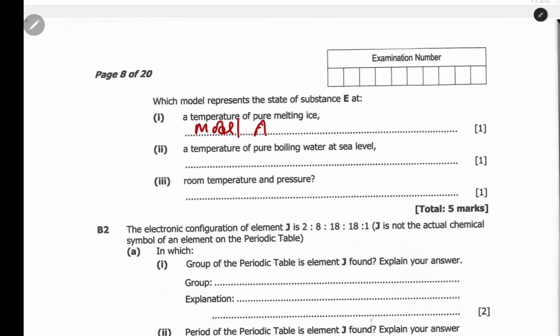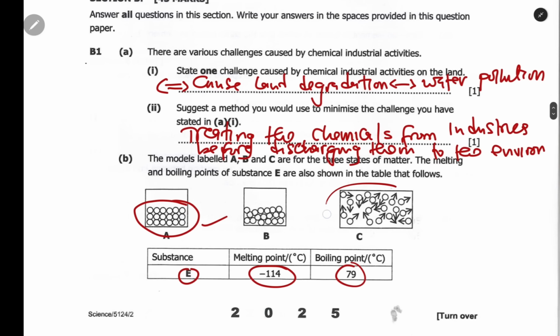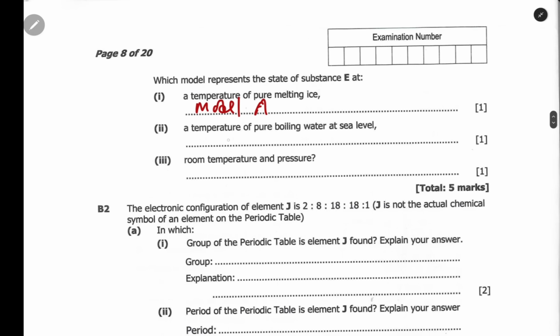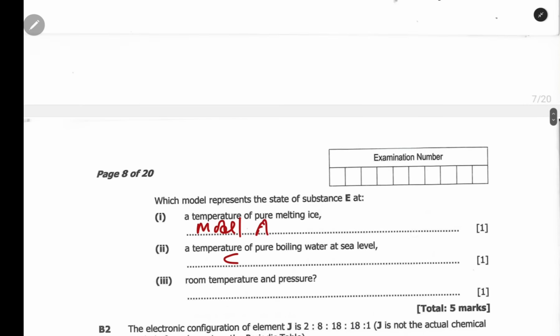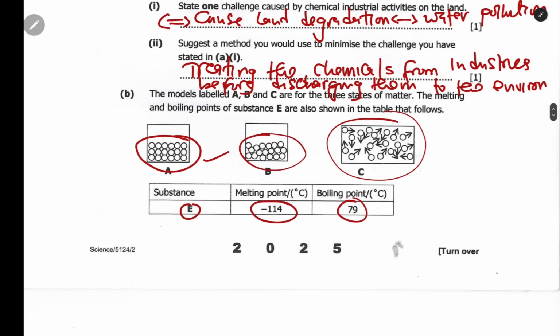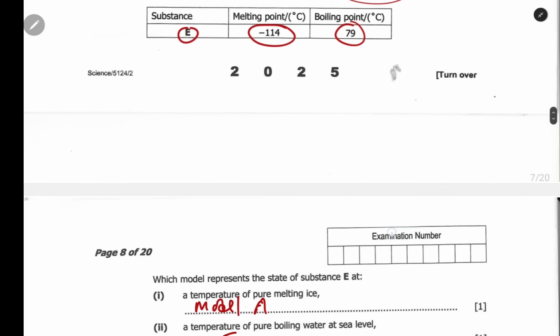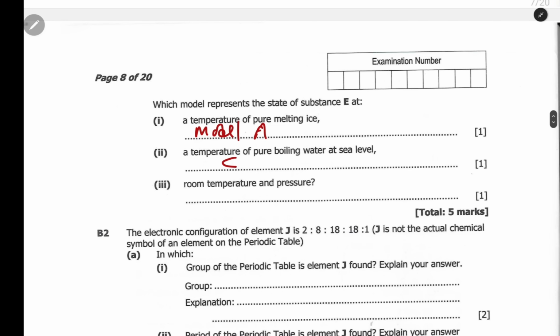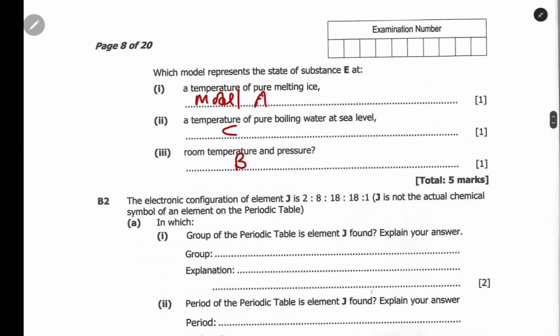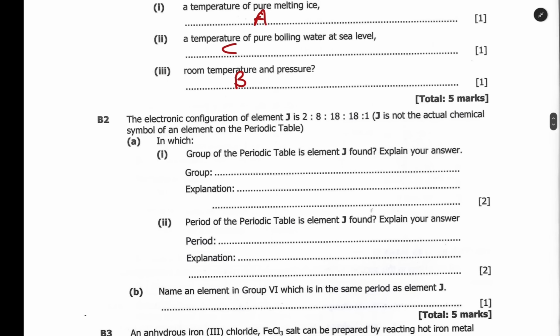Then the temperature of pure boiling water at sea level. Boiling water, you expect it to be in gas form. So that is C. Then room temperature, you expect to find it in liquid state. So that is B, model B. I guess up to this point we are together. Here I can just put A, because it's already stated which model represents the state of substance E. Let us go to question B2.